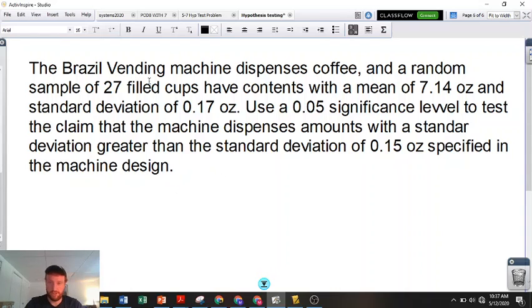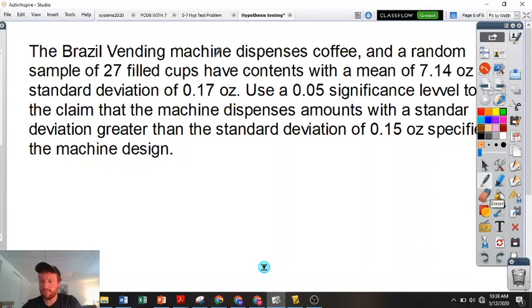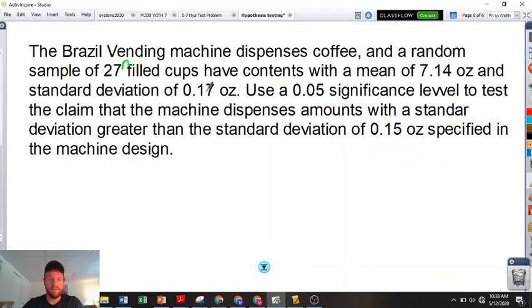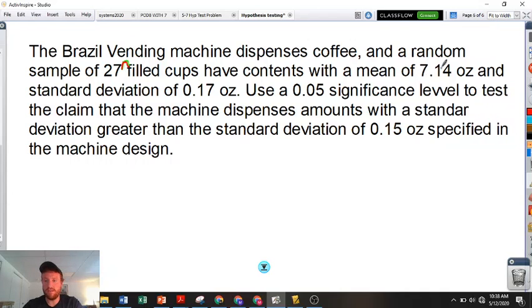So the Brazil vending machine dispenses coffee. That's exciting. And a random sample of 27, that probably is n. And filled the cups, contents with a mean of x bar and a standard deviation of s. Use alpha 0.05 to test the claim that the machine dispenses amounts with a standard deviation greater than the standard deviation of 0.15 specified in the machine.